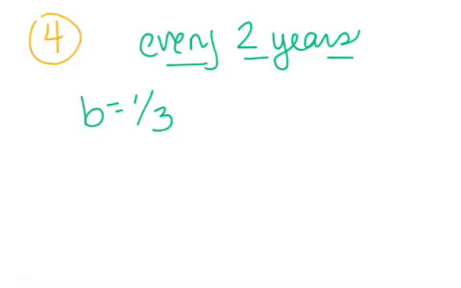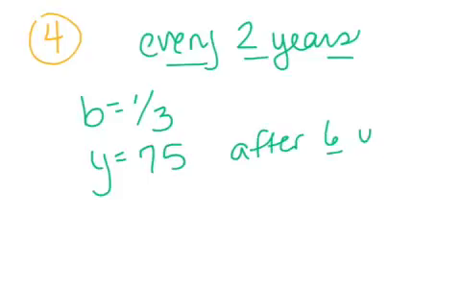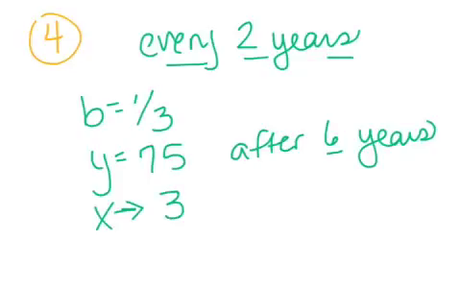And it says if it now costs $75 after 6 years, so we know the end value is $75 after 6 years. So, how many times did it get to depreciate during that 6 years? Once every 2 years. So, of course, our x value, our time, is 3 times, because 6 divided by 2 is 3. How much did it cost when you bought it new? Your A is your unknown.